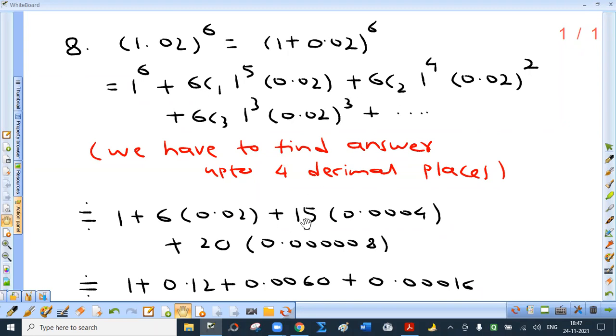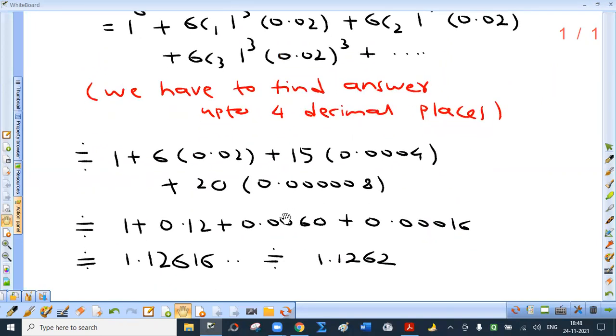6 times 0.02, 6C2 is 15. What is the square of 0.02? Basically 2 square is 4, but you have to put the decimal point before 4 places, because 0.02 and again 0.02. So 4 means 1, 2, 3, 4, so decimal point here. And what is 6C3? 20 times 0.02 cube. 2 cube is 8, so 6 decimal places in all, 1, 2, 3, 4, 5, 6. Simplify this.